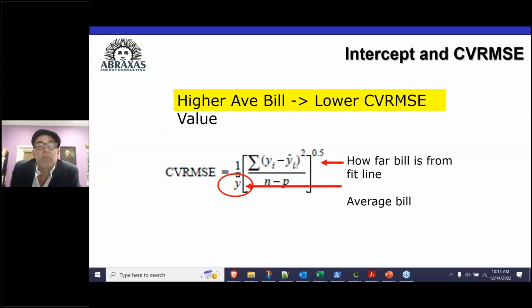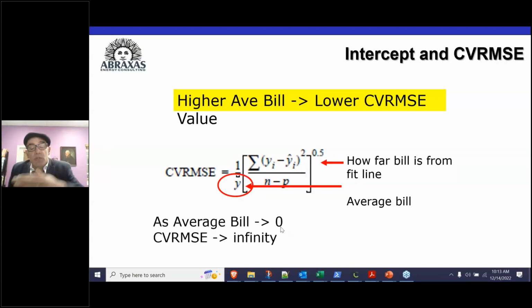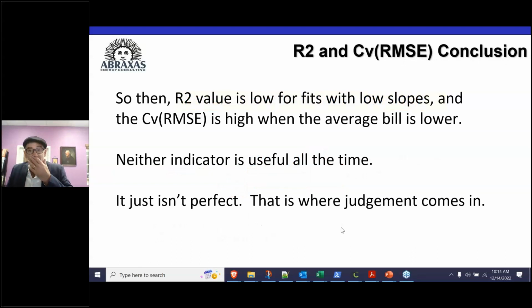So it's how far the bill is from the fit line, and then we divide by the average bill. So as the average bill goes to 0, in other words, as it gets smaller and smaller, the CVRMSE gets higher and higher. Let's say your average bill was 0. I mean, that means you don't have any bills, but let's just say, then you're going to have a CVRMSE of infinity. So that's the problem with CVRMSE. They both have problems.